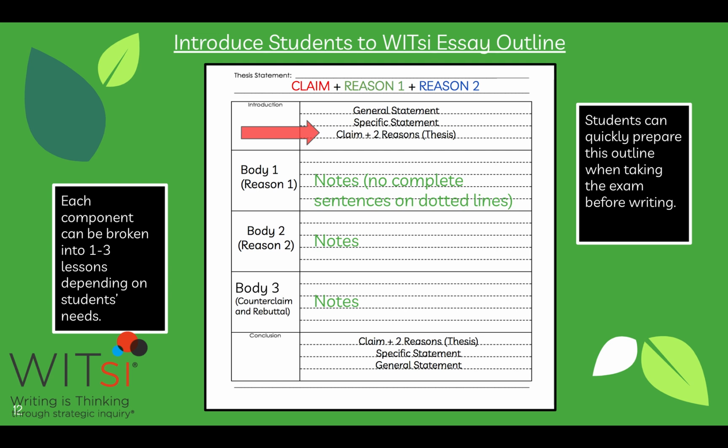The body paragraphs within the essay outline provide students space to transfer their notes from the articles that they read. The first body paragraph focuses on the first reason of their claim. The second body paragraph focuses on the second reason, and the third focuses on developing a counterclaim. More information on this can be provided in future videos in which we go into more detail on how to instruct the students with each paragraph specifically.